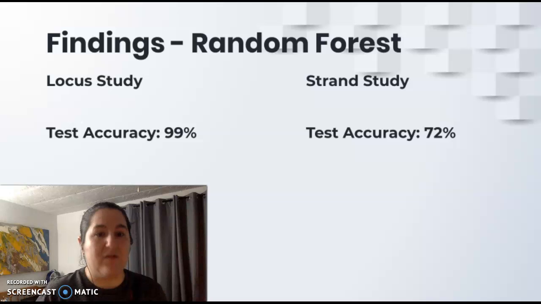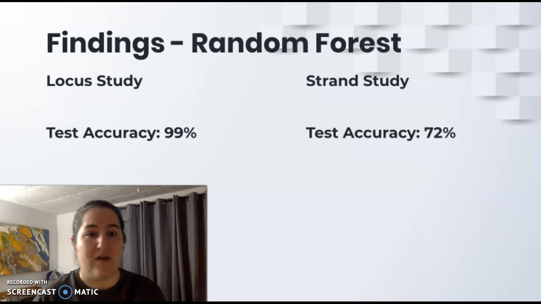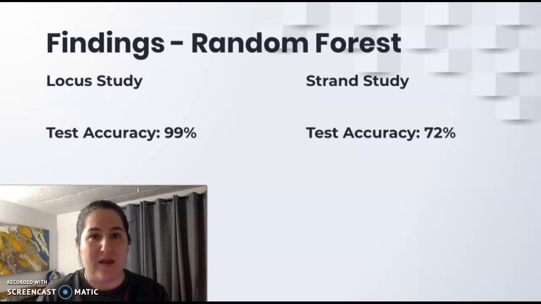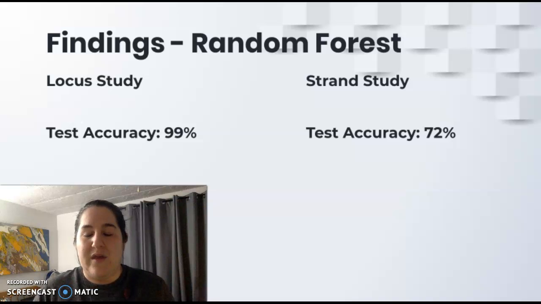I also found in the case of studying the locus, or predicting where a gene is located based on amino acid content, the length and the weight of the amino acids present, we got a testing accuracy of 99%, which means we could predict 99% of the time where a protein comes from.